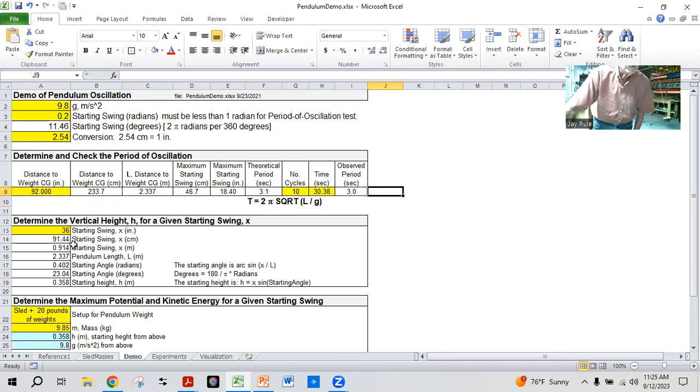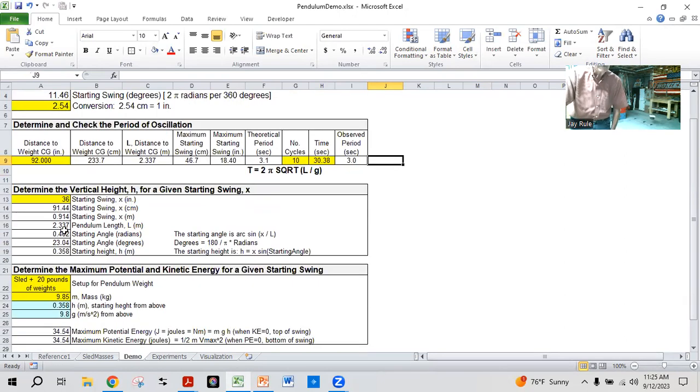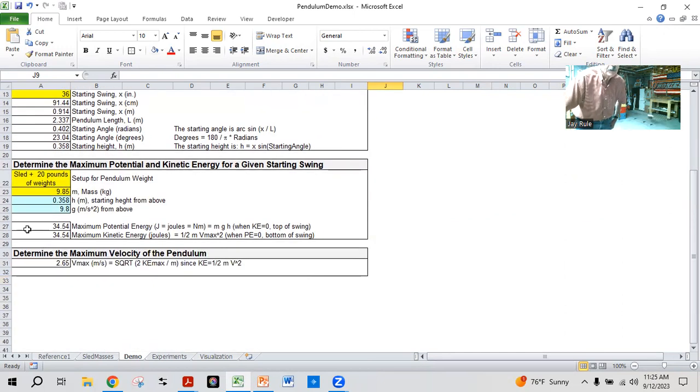That's pretty darn good agreement. Okay. The next thing we did, I'm going to scroll down, was I pulled the pendulum back 36 inches from the minimum point. Did the math. I solved for the starting angle, 23 degrees. The starting height, the height above the datum, is 0.358 meters.